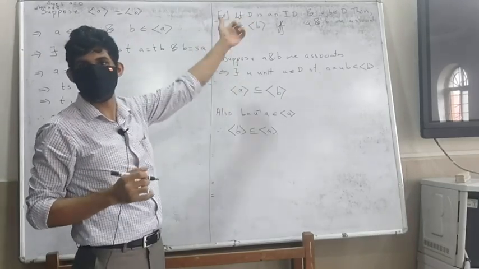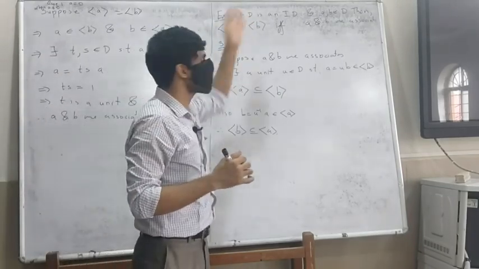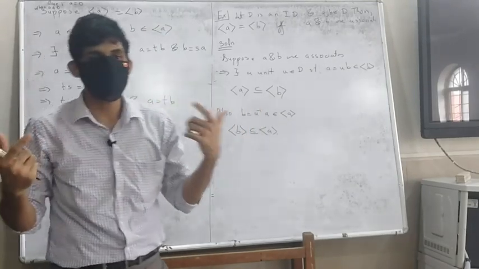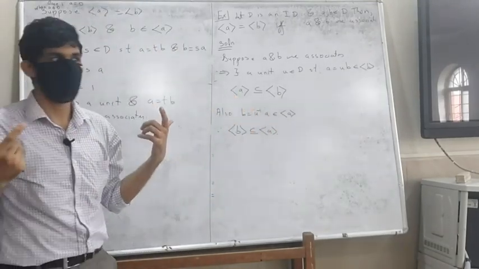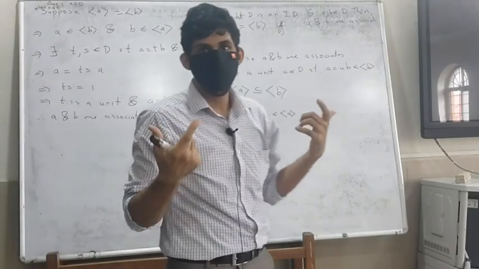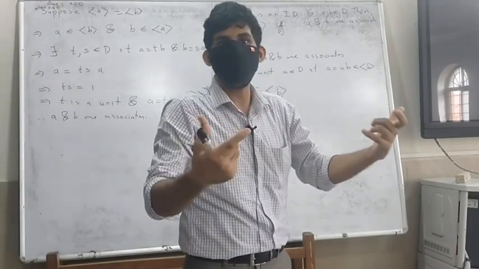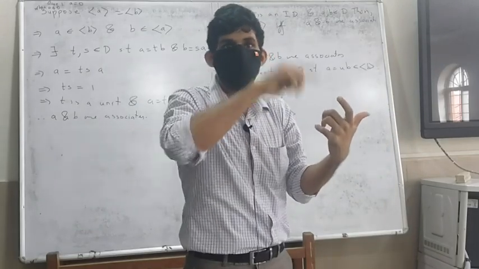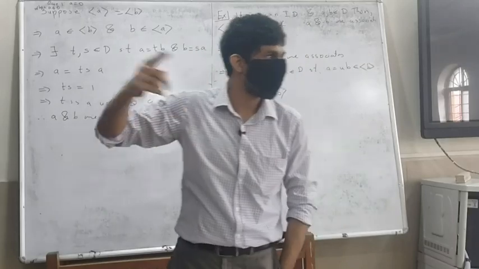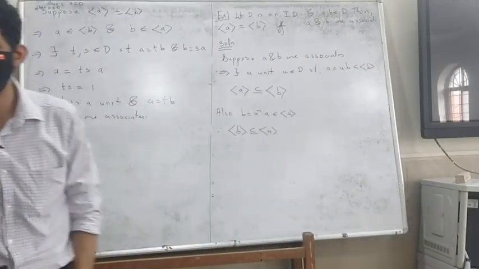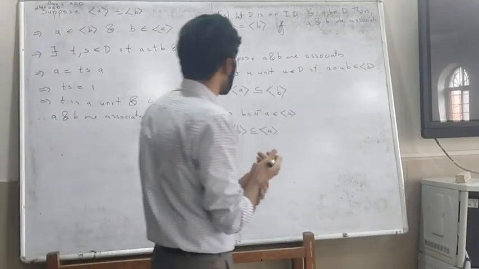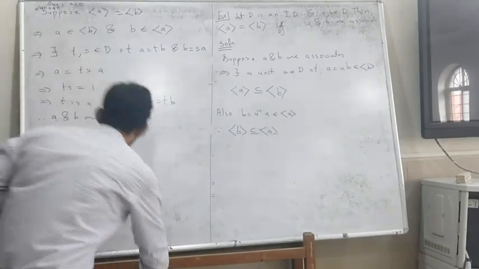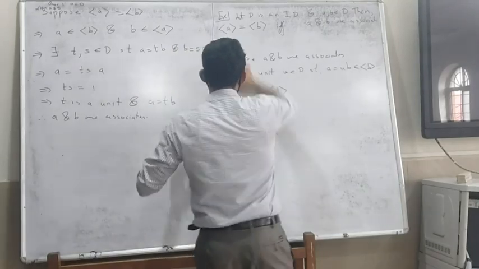You can actually use this in F[x], because when will two polynomials generate the same ideals? Only if the two of them are associates. When can the two of them be associates? Only if one is a constant multiple of the other. That's what you can use there very easily. I don't know whether I have proved it there, but you can use it there. Anyway.